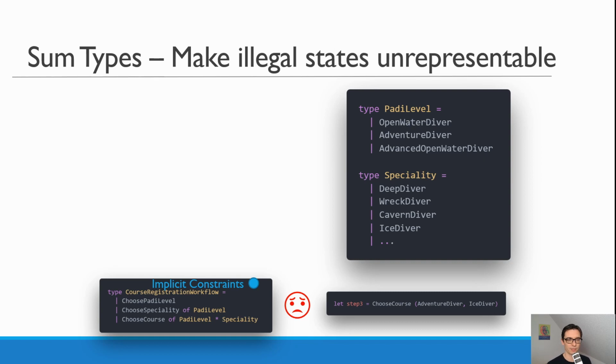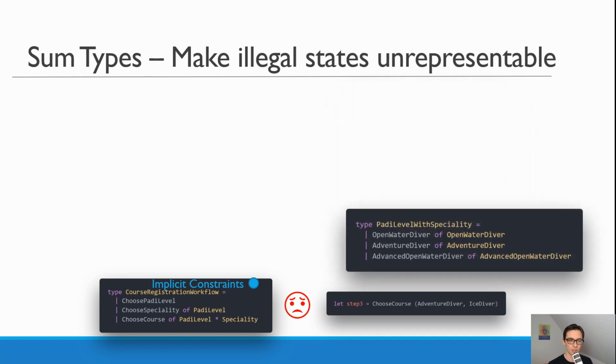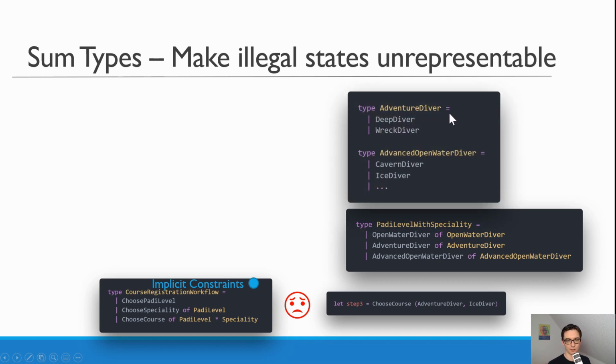So what we have done here is we have a party level, which is open water diver, etc. You have seen this list already. And we switch this to a party level with specialty. And this is not a lot of work in here. It's just a couple of new lines. Then we say, okay, the party level with specialty is the case of an open water diver, and the specialty also needs to be open water diver. So what do I mean with this? That we have here new types for the specialty. And for example, this specialty here, adventure diver, consists of deep diver and wreck diver.